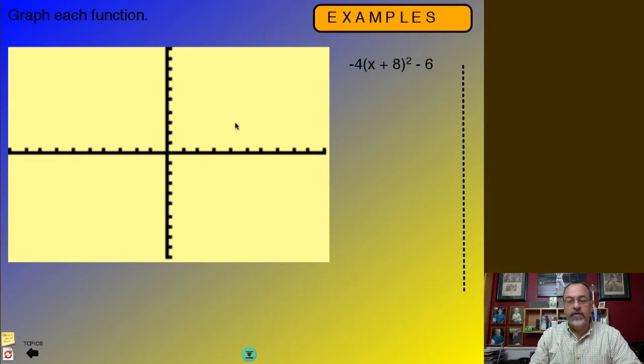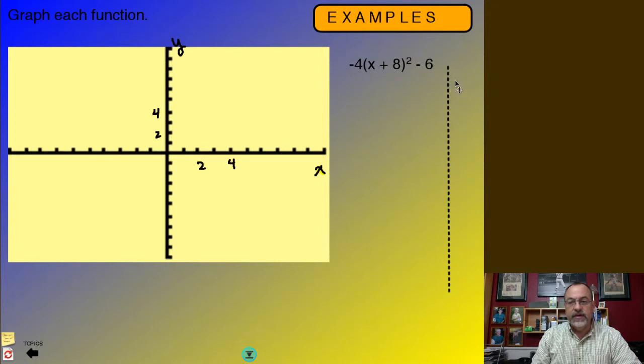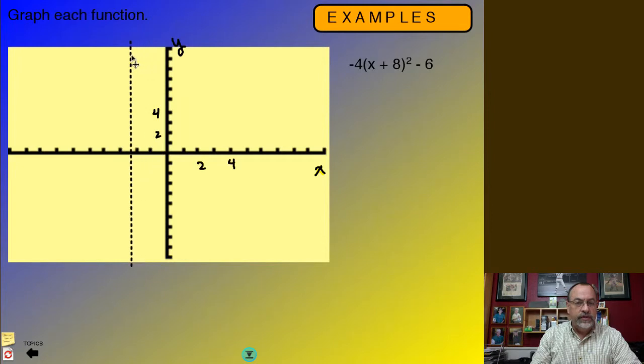So it's a vertical shift. Well, let me put my scale on here. So this is going to be x. Well, you can't see yellow on yellow, so let me put black on yellow. That would be better. So here's an x and a y, and I can use my scale 2 and 4 and 2 and 4. So I know that the horizontal shift is inside here. It's going to be the opposite, so it's going to be shifted to the left 8. So 1, 2, 3, 4, 5, 6, 7, 8. So that's going to be my axis of symmetry.